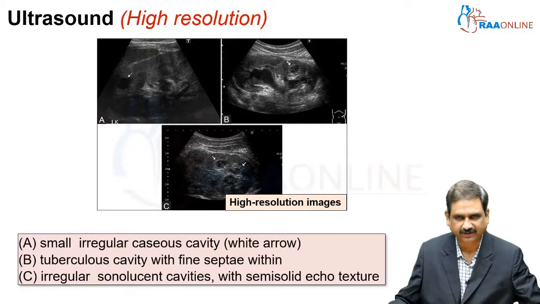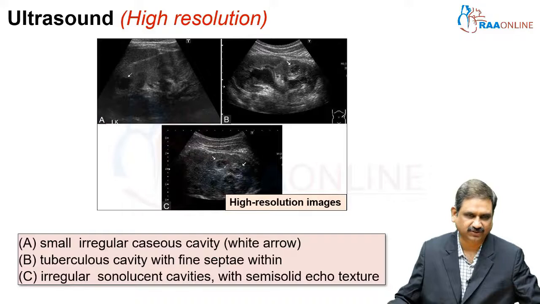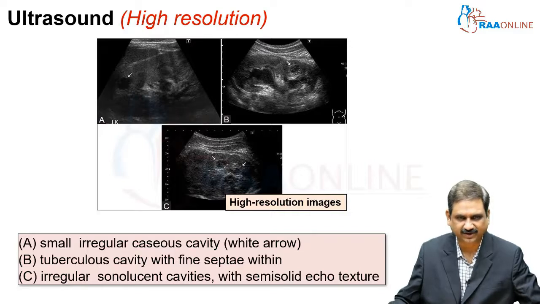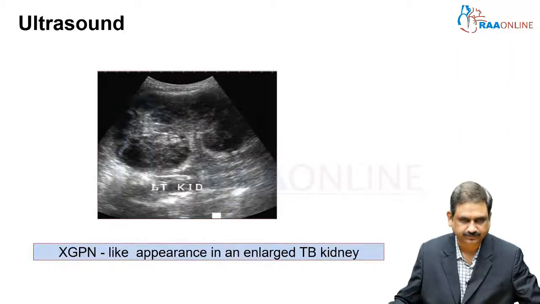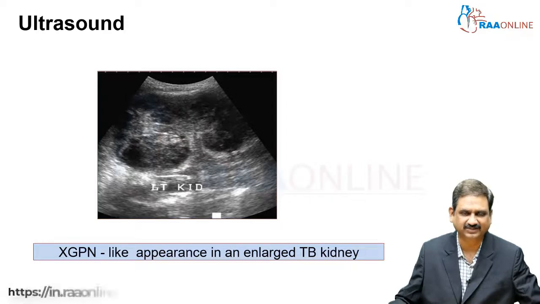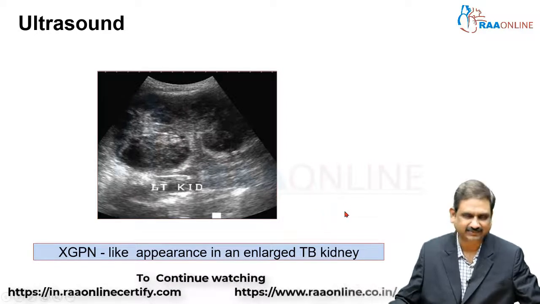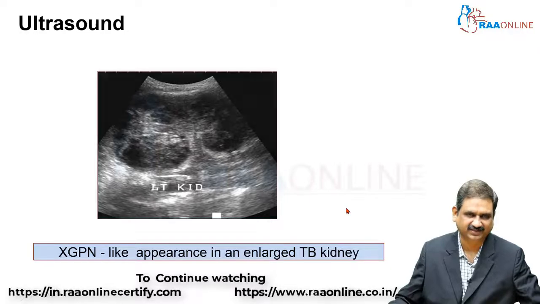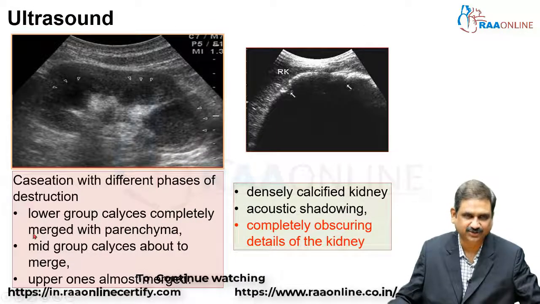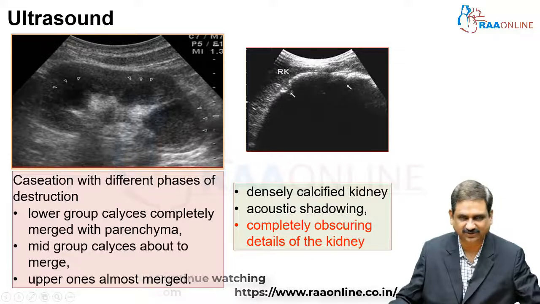On the other hand, if you have a very high resolution ultrasound machine, the small irregular caseous cavities can all be identified. A tuberculous cavity with fine septae can be identified, and irregular sonolucent cavities with semi-solid echo textures inside them can also be identified with a higher degree of accuracy. And sometimes the kidney may be so much enlarged that there may be a palpable renal mass, and it may sometimes mimic xanthogranulomatous pyelonephritis. So these are all the ultrasound findings that you come across in various types of renal tuberculosis.